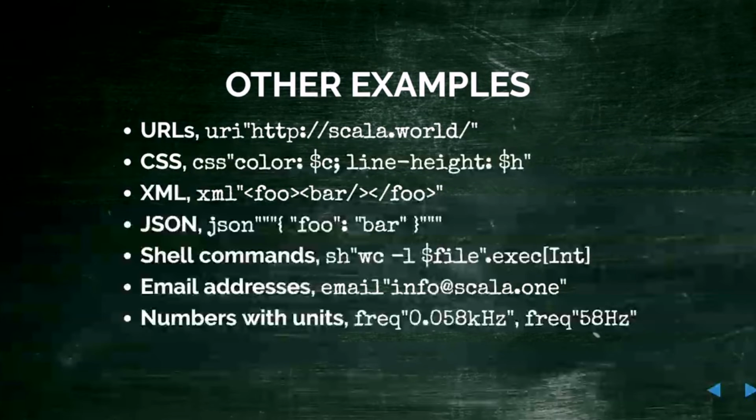Same again with JSON. Rapture JSON does this a load, and we can check that this is well-formed JSON. I've got a shell command interpreter, so we can put some variable parts. We put a file there, which is a parameter to the WC command, and then we execute that, and we expect to get back an integer.